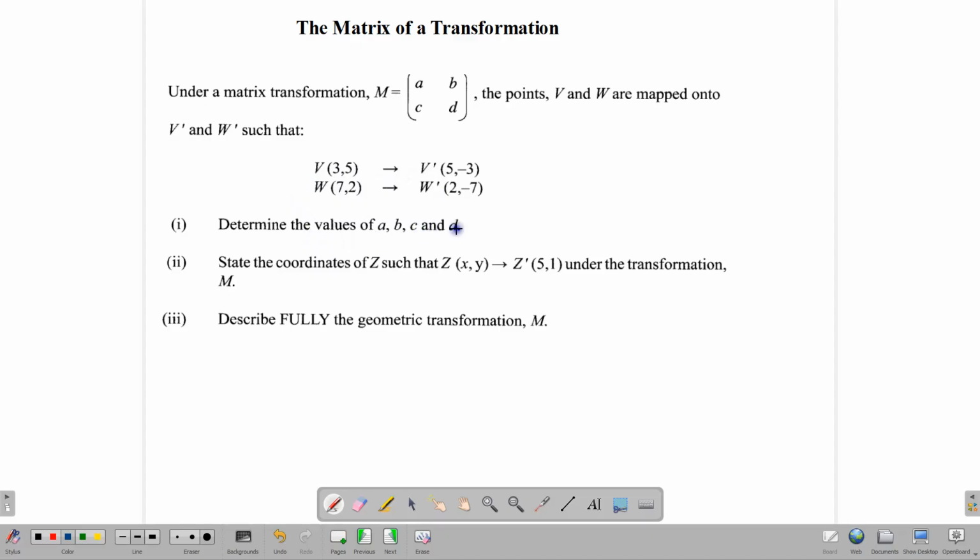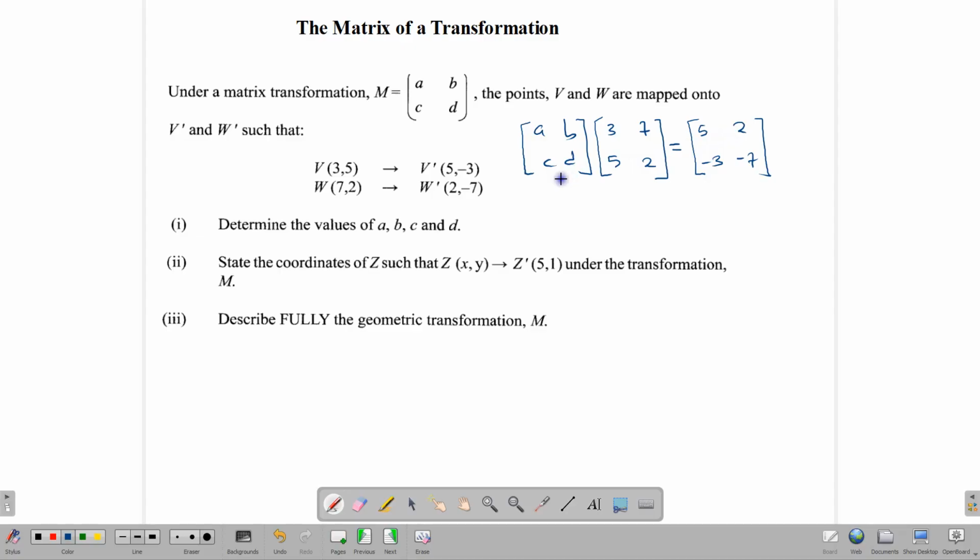Now, assuming that you're looking at this and you can't see what's going on, the way to proceed with this question is to set up a matrix equation. What we normally do is take our matrix and multiply our point to get our image. So let's take that matrix (a, b; c, d), and multiply the point (3, 5). We're going to write 3, 5 as a column matrix and write the other point 7, 2 as a column beside it. That gives us a 2 by 2 matrix. Once we multiply these two points, we're going to get their images, written in the same order: 5, -3 and 2, -7. So you multiply this matrix by your points and you get your images over here.